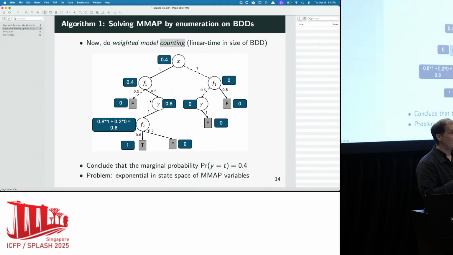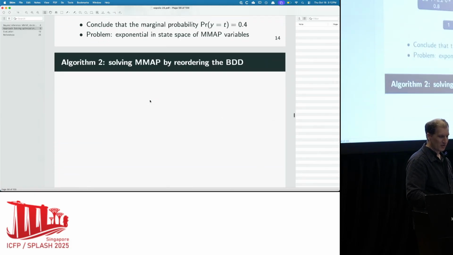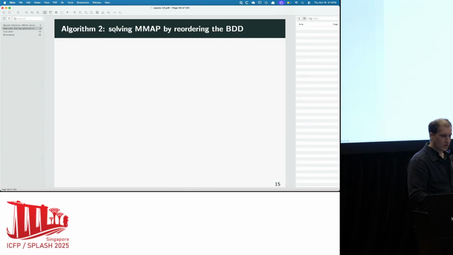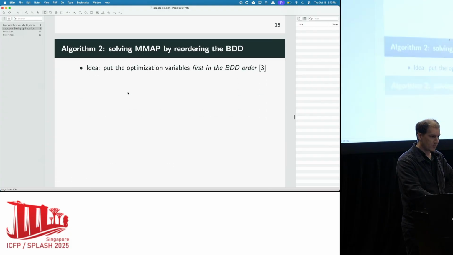We've still won, right? This is better than doing a bunch of inference queries from scratch, but you still have to exhaustively enumerate over all of the possible joint assignments to what you're optimizing over. So we can do better. I'm going to give you improvement 1, improvement 2, and I won't have time to give you all of them. So you'll get as many improvements as you want, and if you care, you'll go find the rest. One thing you could do is reorder the BDD, and I think this is very clever.